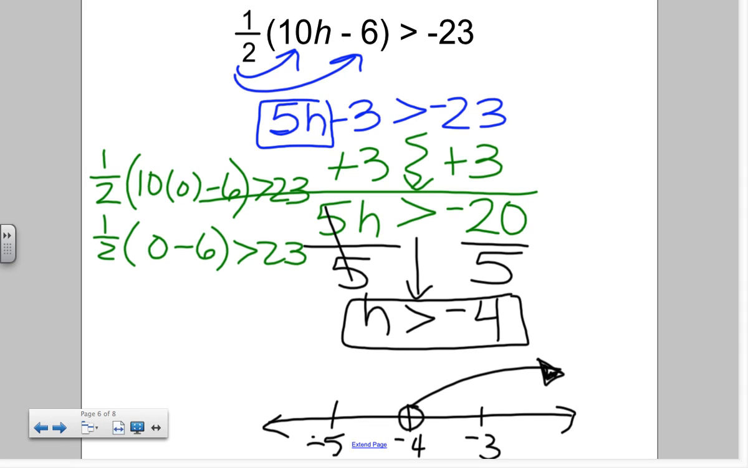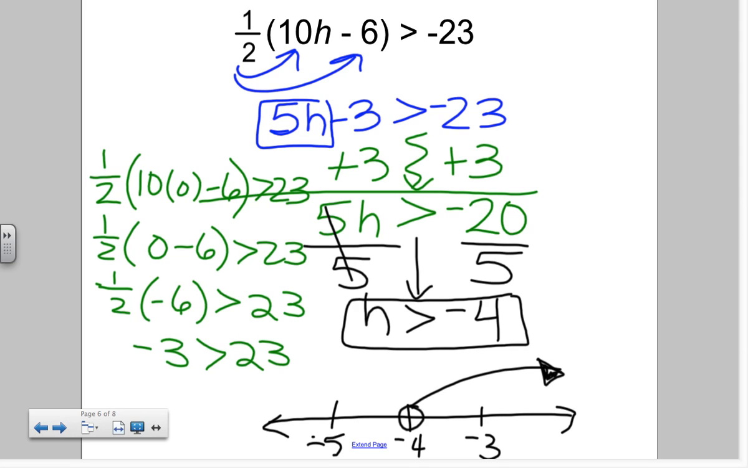What does 0 and negative 6 make? Negative 6. And what's half of negative 6? If you split negative 6 in half, Anna, what do you get? Negative 3. Nice. Very nice. And is that a true statement? Is that a true inequality? No. Negative 3 is not greater than negative 23. Well, that would help us all, wouldn't it?